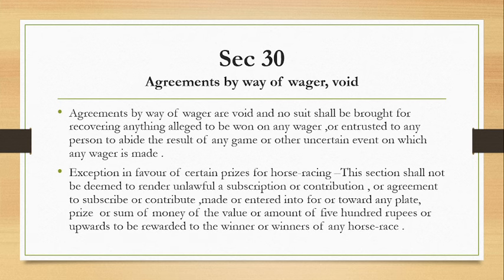So here we see agreements by way of wager are void, and no suit shall be brought for recovering anything alleged to be won on any wager or entrusted to any person to abide the result of any game or other uncertain event on which the wager is made. Exception in favor of certain prizes for horse racing: this section shall not be deemed to render unlawful any subscription or contribution, or agreement to subscribe or contribute, made or entered into for or toward any plate, prize or sum of money of the value or amount of 500 rupees or upwards to be rewarded to the winner or winners of any horse race.